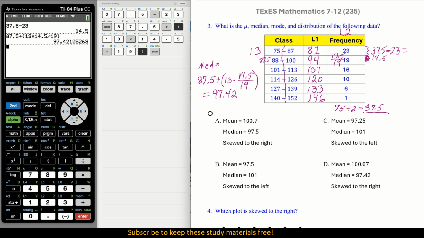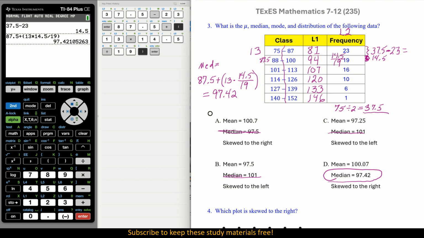97.42. And is that in our options? Okay. Remember, it's median, not mean. So that's not going to work. That's not going to work. This won't work. Oh, I think I went ahead of myself. Okay, because that's median. So this one won't work. This looks like the only one. Yes. And this is too large. Okay. So we've already narrowed it out.